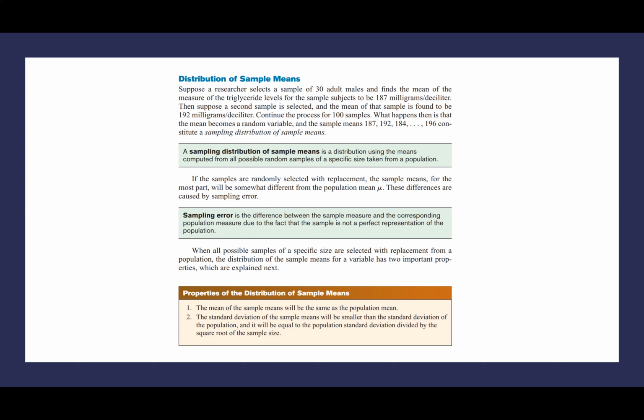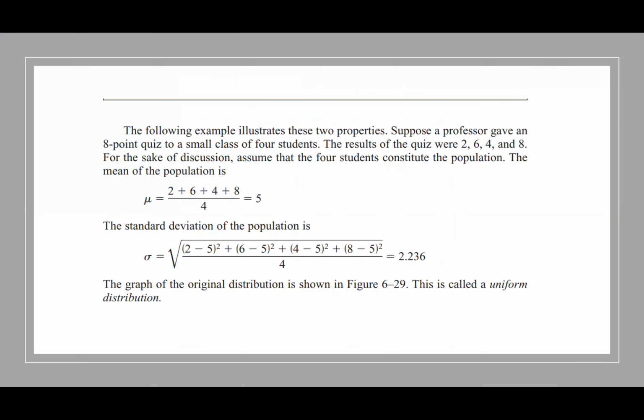Number one, the mean of the sample means will be the same as the population mean. So the mean of the multiple sample means taken from the population will be the same as the population mean. Number two, the standard deviation of the sample means will be smaller than the standard deviation of the population, and it will be equal to the population standard deviation divided by the square root of the sample size. The following example illustrates these two properties.